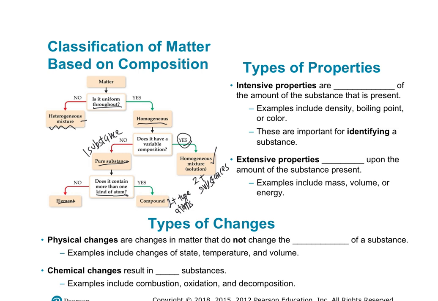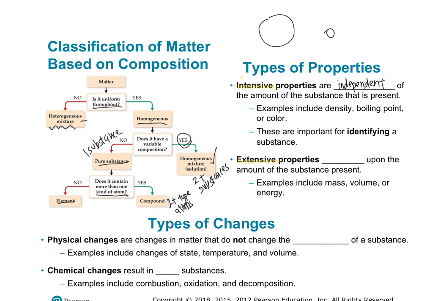Now, when we talk about properties, when we measure matter and we're thinking about what type of property that sample has, we have 2 different types. We have intensive and extensive properties. So intensive, it means that this property is independent of how much sample you have. So I could have a big sample or a little sample. It doesn't matter how much I have, it has the same property. So an example of this would be density.